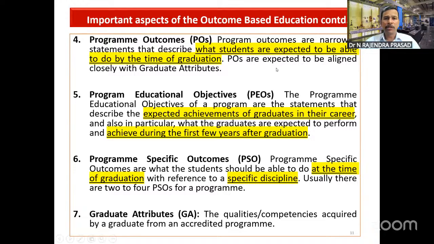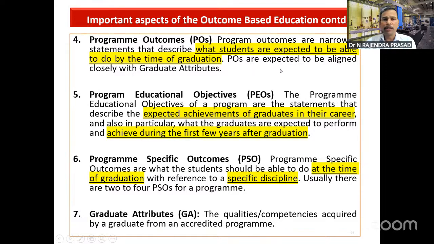Then program outcomes. These program outcomes tell about the competency of the student after completion of that program, that is BA, BSc, BCom, BBA, MA, MSc, MCom, MSW, PhD, etc. What the student is expected to be able to do by the time of graduation, that is the program outcome. And these are very narrow statements.